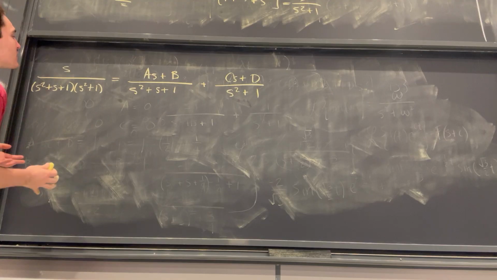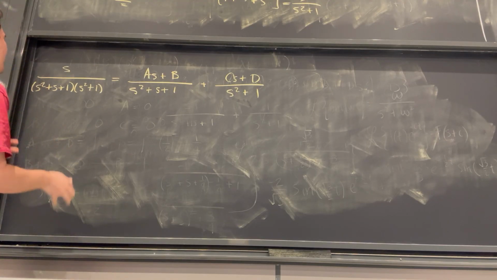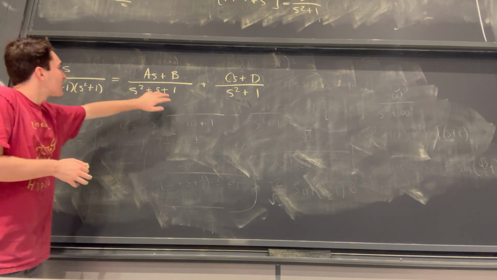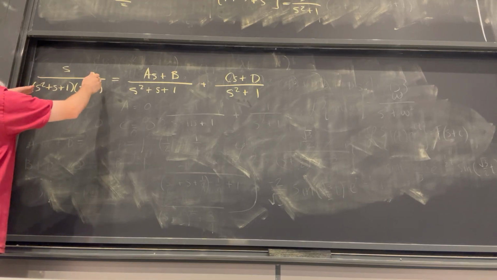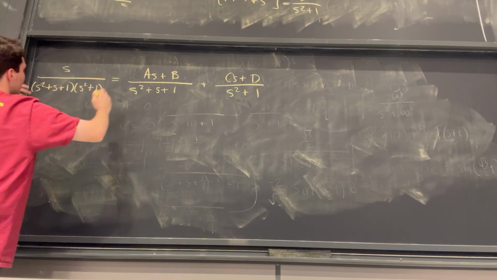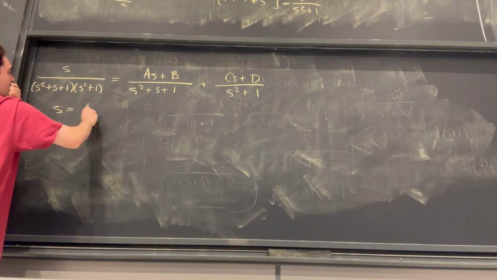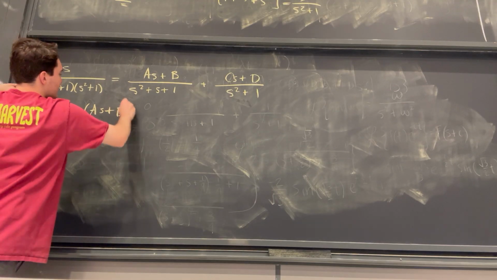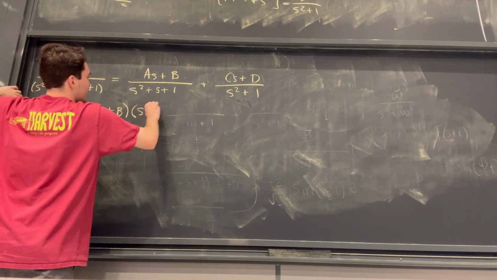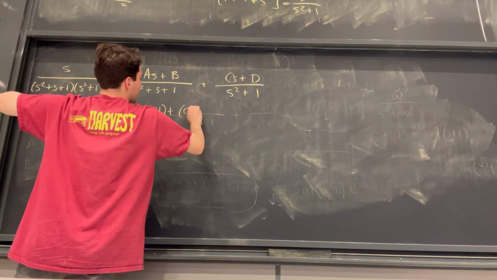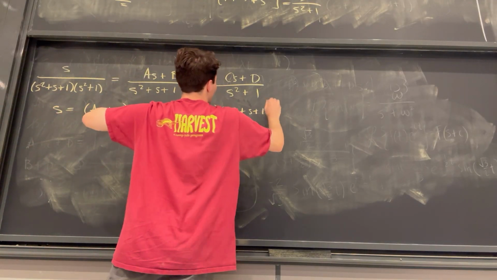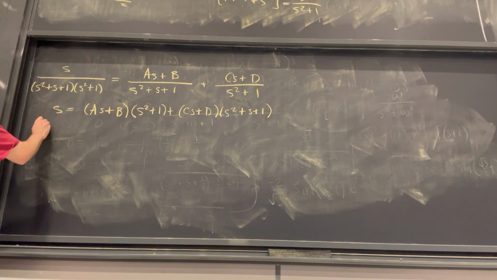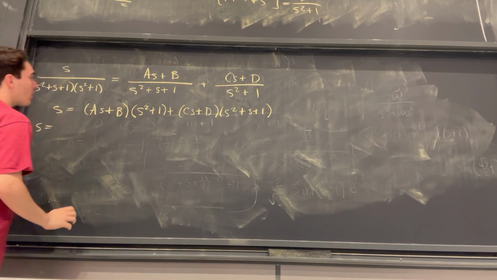I want to convert this into something that looks like this. So let's go ahead and multiply through by the denominator of the left-hand side. That's going to get rid of all the division in this problem. I'm going to be left with this times this plus this. Boom. Okay, and then let's go through and just FOIL all this stuff out.